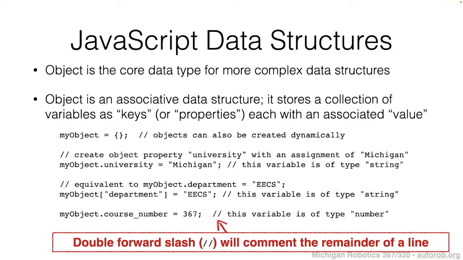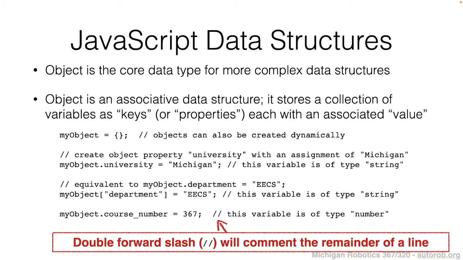As shown on the third code line of this example, we assign the string EECS to the department property of my object. This is another way of assigning properties to objects. Once again, the double forward slashes on each line here denote a comment. Any text that follows a double slash for each line will be interpreted as a comment and not as code.